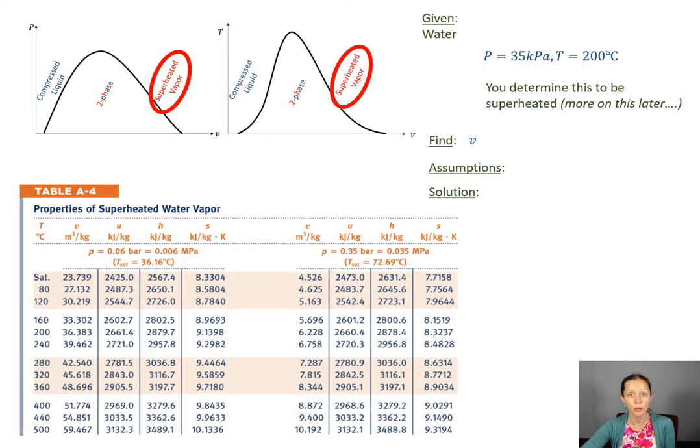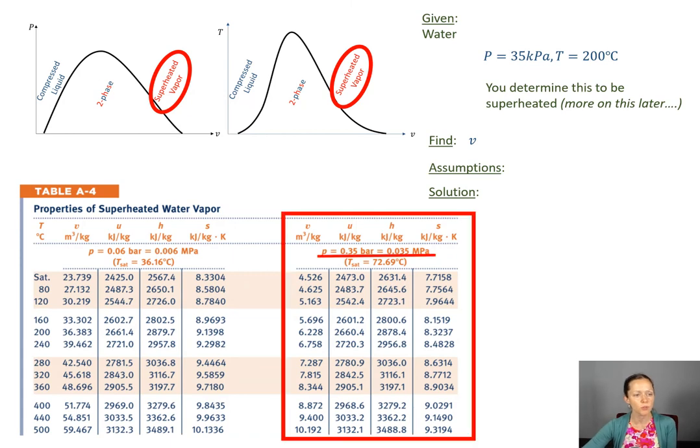So I'm going to look at my superheated water tables because I've figured out that it's superheated. And I'm at 35 kilopascals, which is equal to 0.035 megapascals. Awesome. So I just need to go find the box that corresponds to 0.035 megapascals. There it is. And I've got a column for specific volume, and then way over, I kind of have to look over a little bit for that temperature column, but there it is. And I just need to read off at 200 degrees Celsius and 35 kilopascals what my specific volume is. And it looks to be 6.228 meters cubed per kilogram.